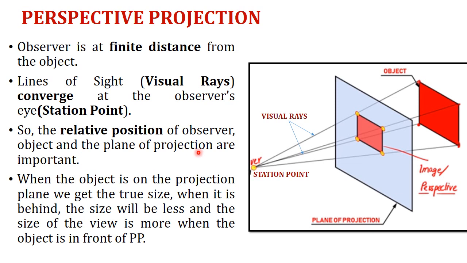If the object is on the projection plane, you will get the true size of the object. If the object is behind, as you can see from the picture, you will get a reduced size in the perspective projection. So obviously, if the object is in front of the picture plane, you will get a larger size in the perspective projection.